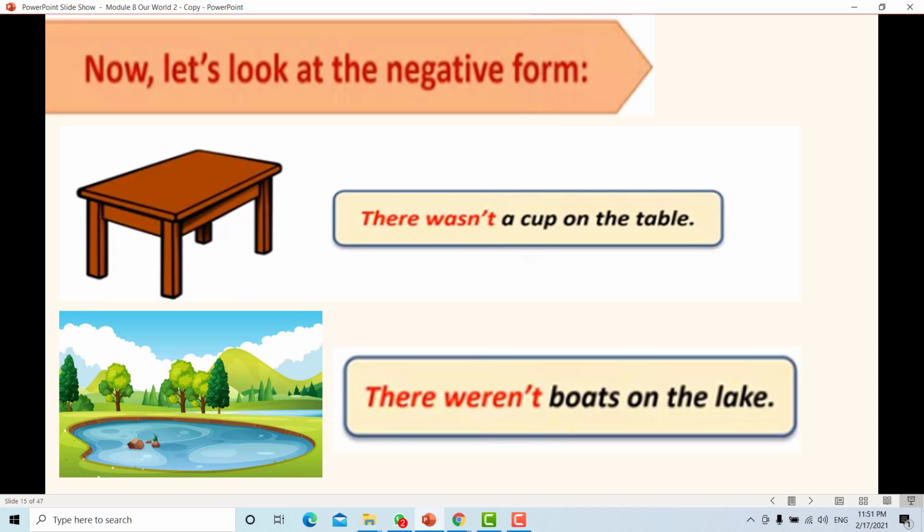Now let's look at the negative form. There wasn't a cup on the table. There weren't boats on the lake. We use wasn't for singular nouns and we use weren't for plural nouns. Here is a cup. It's a singular noun, just one cup. So we use wasn't. And here, boats is a plural noun, so we use weren't. There weren't boats on the lake.